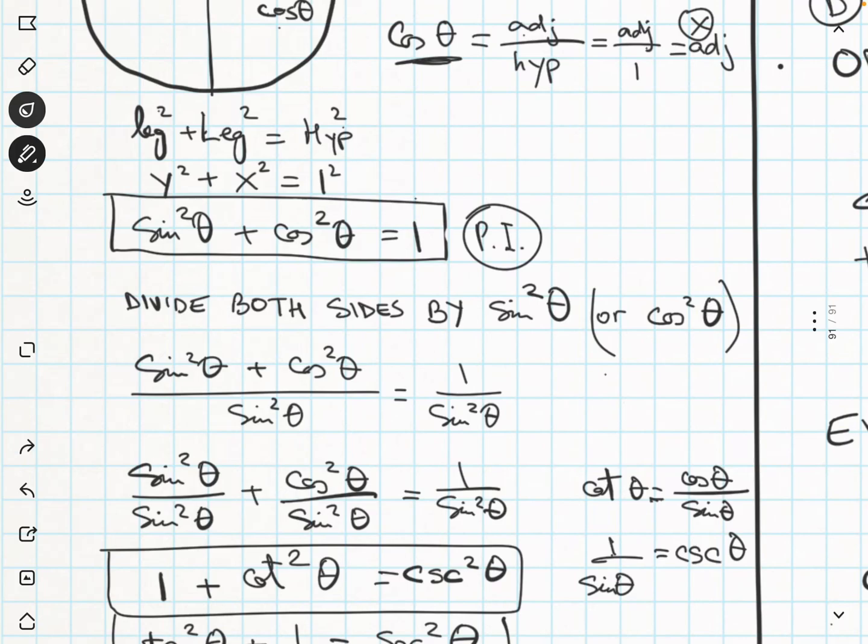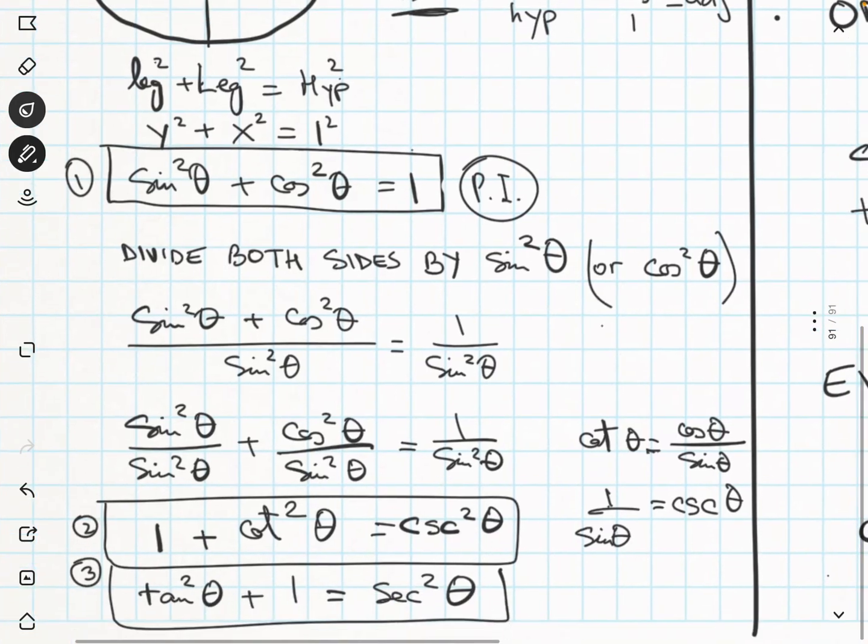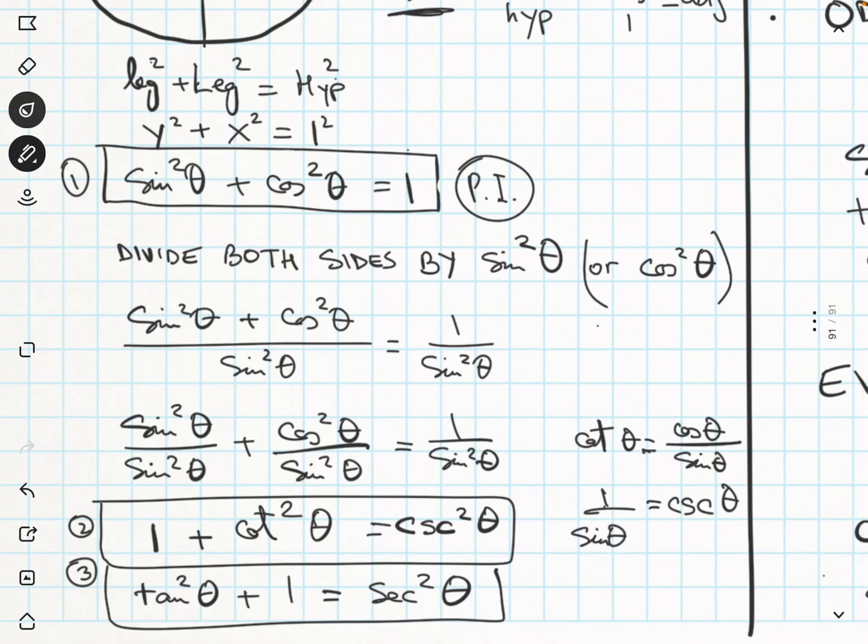Obviously sine squared theta divided by sine squared theta is equal to 1. By definition, cotangent is equal to cosine theta divided by sine theta, which means cosine squared theta divided by sine squared theta gives cotangent squared theta. And 1 over sine squared theta is the same as cosecant squared theta. Now, this is the second form of the Pythagorean identity. Form 1, form 2, and there's a form 3 that results from dividing the Pythagorean identity by cosine squared theta. That leads to the final form, tangent squared theta plus 1 is equal to secant squared theta.